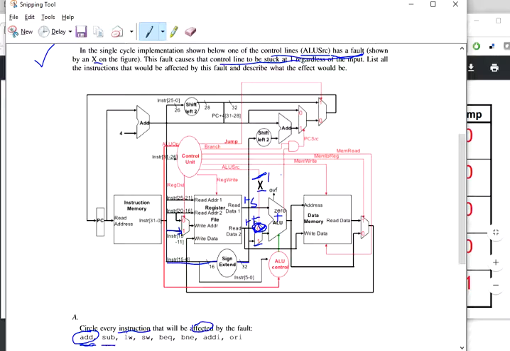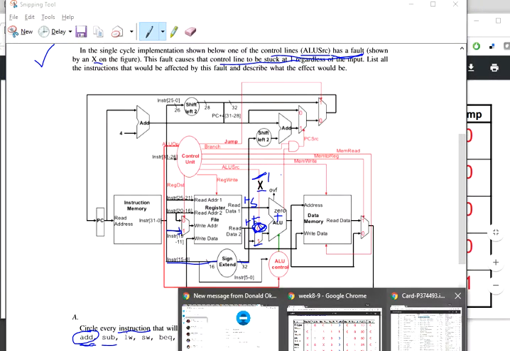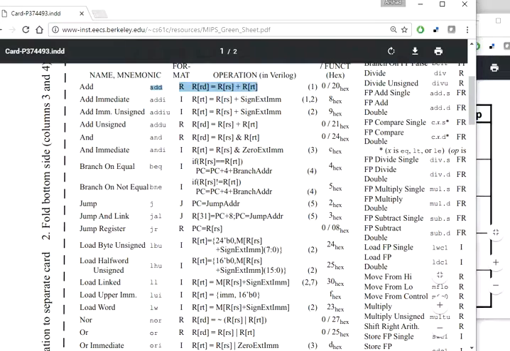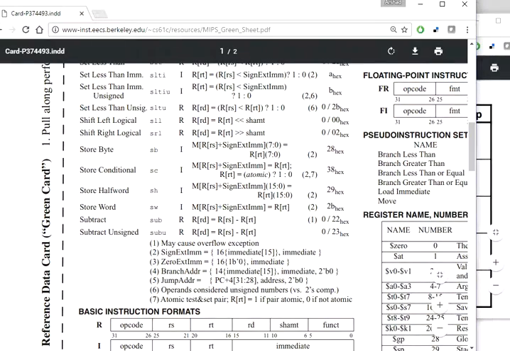Next up, let's go ahead and look at sub. Sub is a very similar instruction to add. The only thing different is the sign. So let's scroll down and find sub. Sub is right here. As you can see, it is very similar to add, where RD is equal to RS minus RT.